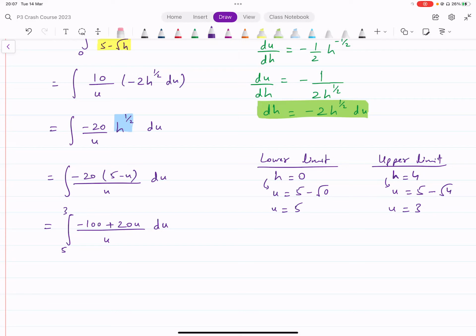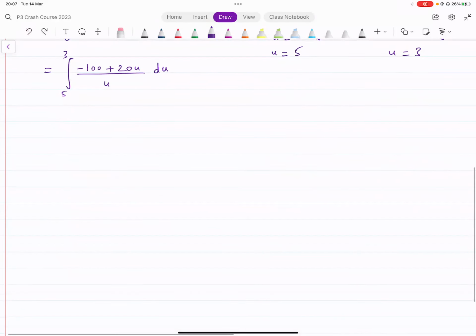There is a way of switching these limits as well. Sometimes they might ask you to show something. For example, they might ask you to show at the step that the integral converts to something like this, in fact the other way around, 100 minus 20u divided by u with limits 3 to 5. For that, you need to know a relationship that you can use to switch limits.